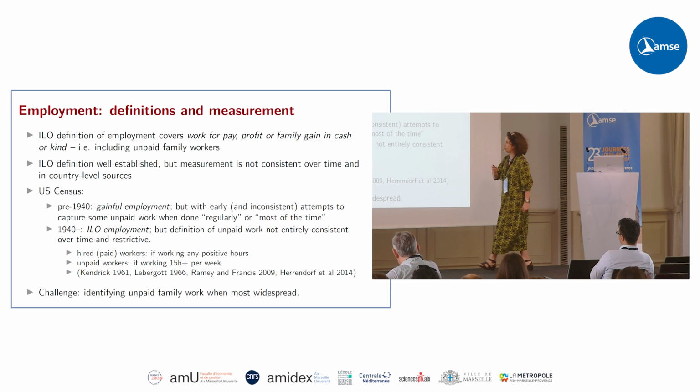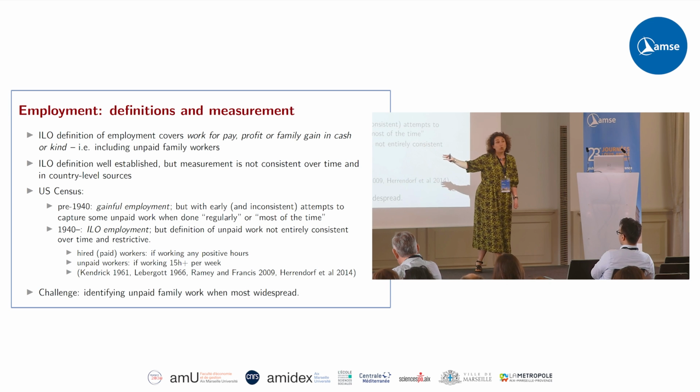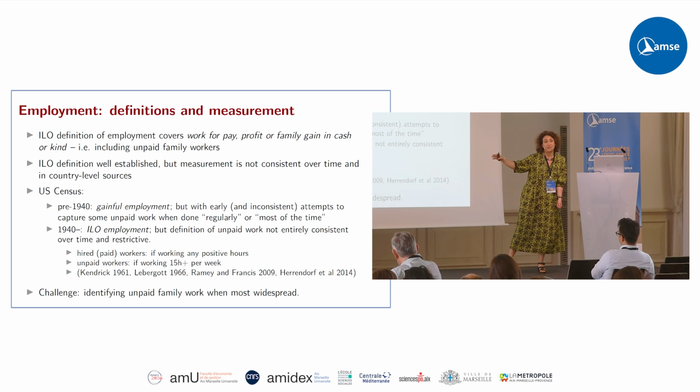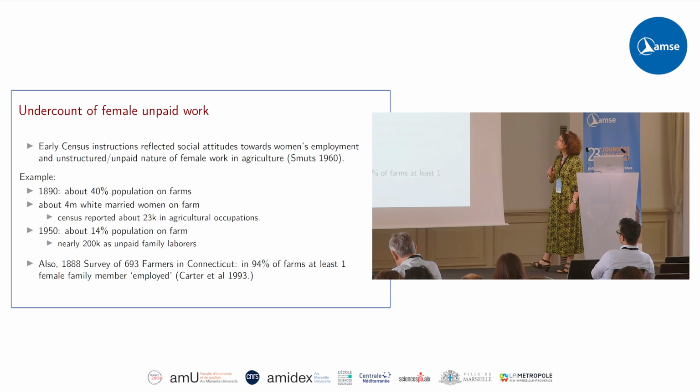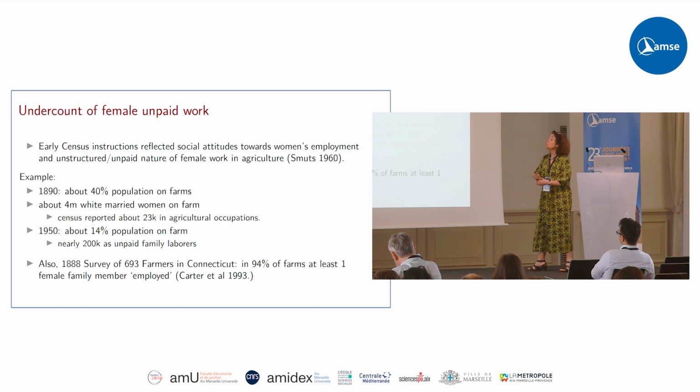So there is a challenge here, because the problem is identifying unpaid family work before 1940, which is precisely when this was more widespread. So we need to borrow from other sources, we need to borrow from other definitions. Now, before we go into adjustments of this data, how large is the undercount of female work in the census, and why does that matter?